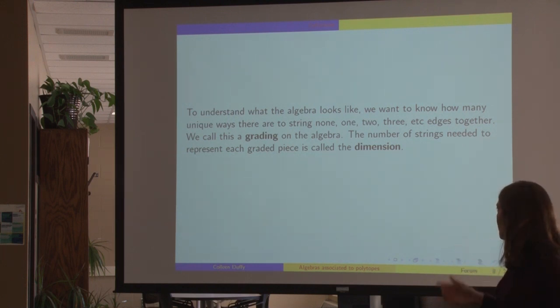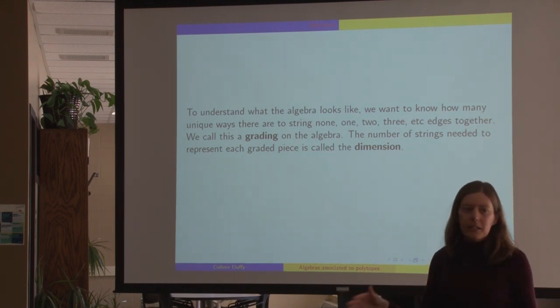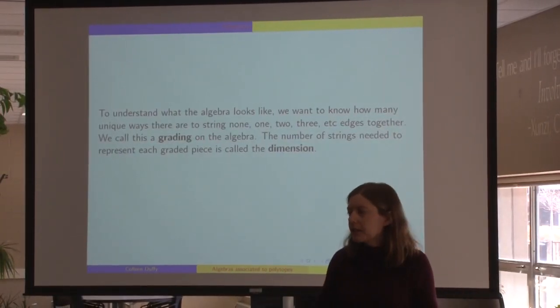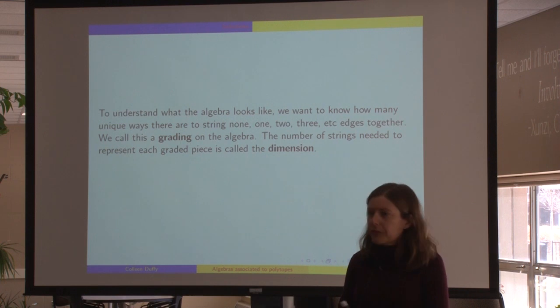So what we're going to do is sort of slice our algebra into pieces. And so we're going to have a bottom slice of, well, how many different ways are there to have zero edges?